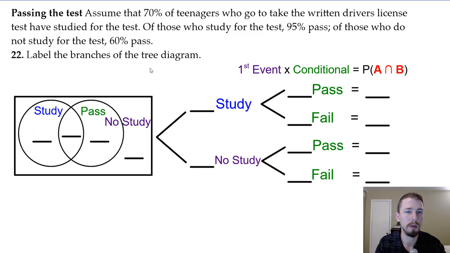Passing the test. Assume that 70% of teenagers who take the written driver's license test study for the test. Of those who study for the test, 95% pass. Those who do not study, only 60% pass. Label the branches of the tree diagram.